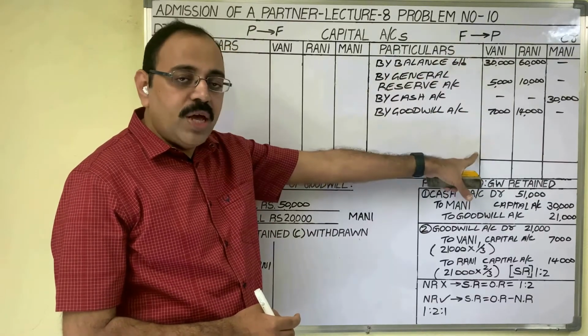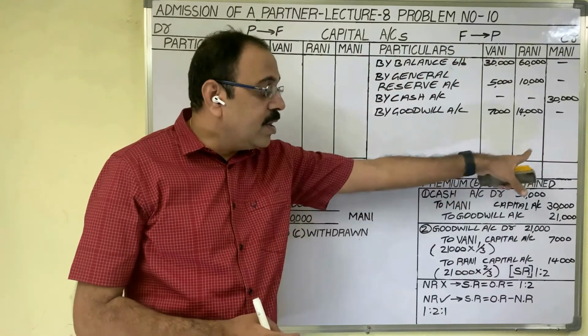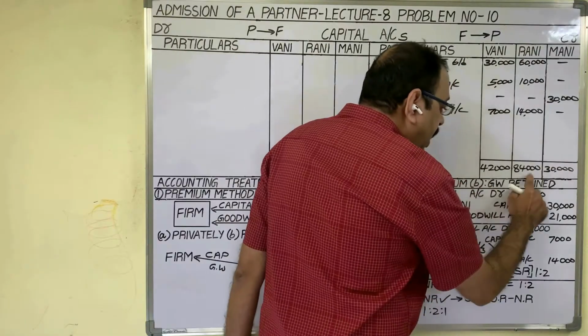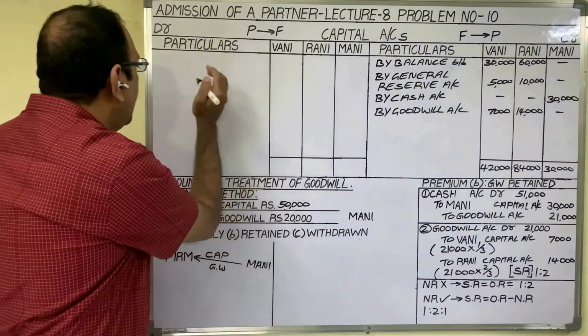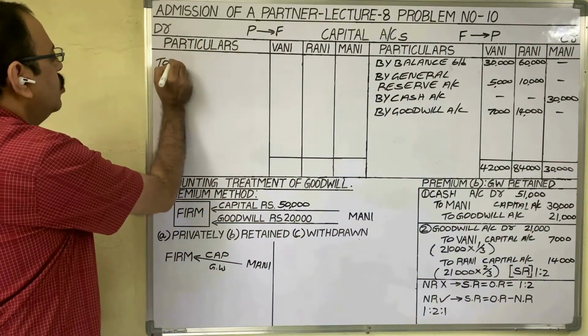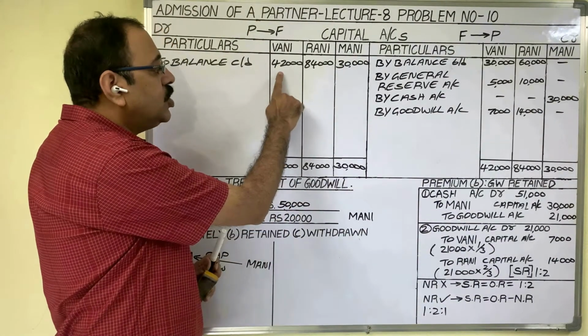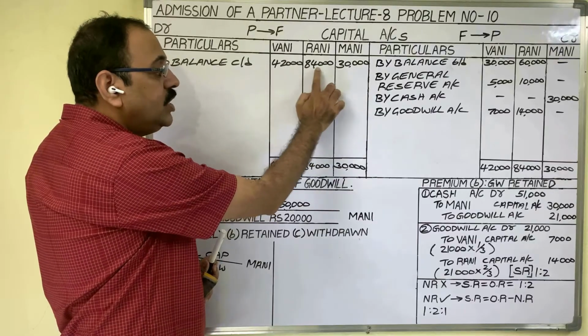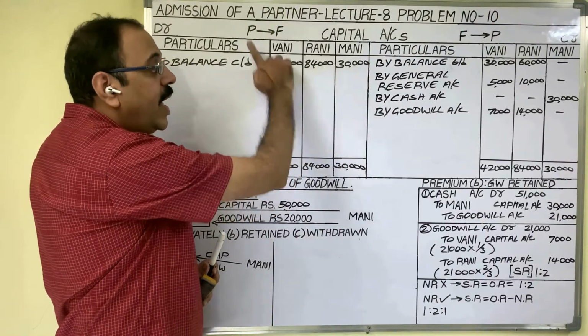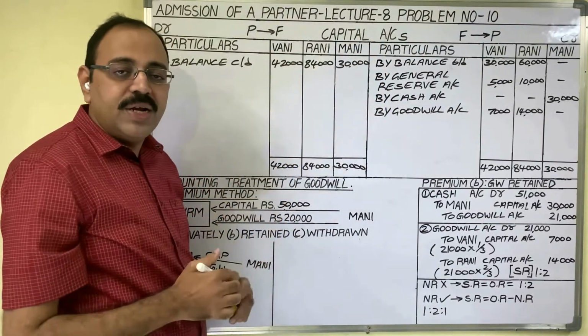Credit side only we have the amounts. So first you have to calculate the credit totals. Now same amounts you have to show here as balance carried down. In new balance sheet under liability side, as capitals of these three partners, we have to show these three amounts. With this, capital accounts are completed.